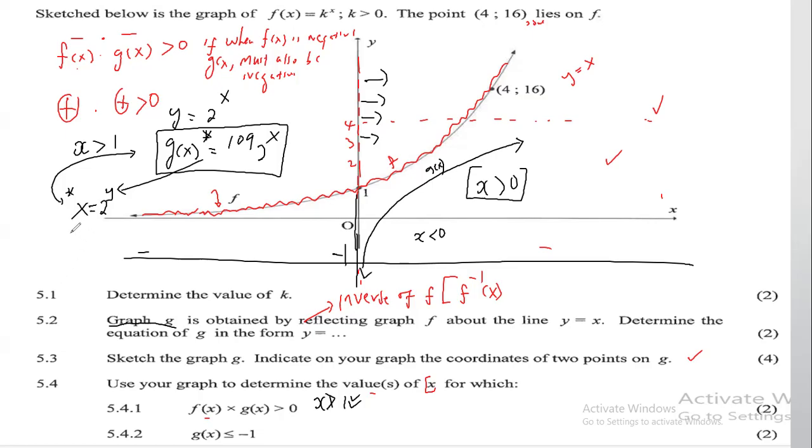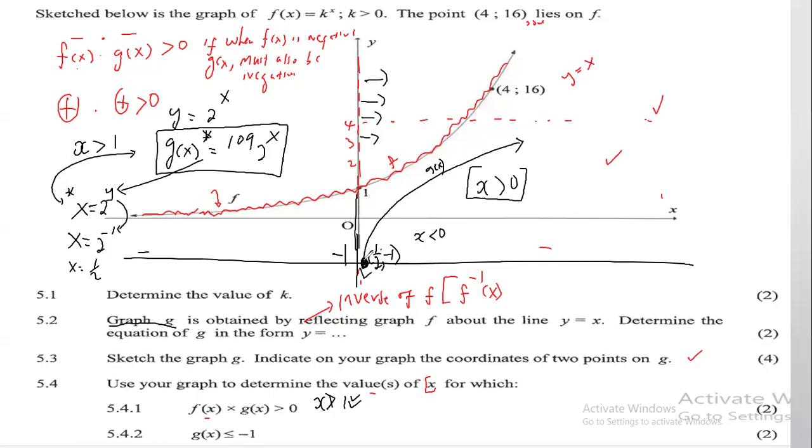Now, when y is -1, what is the value of x? You can compute it very easily. x equals 2 to the exponent -1, which is 1 over 2. So on the function g, we have a point which is 1 over 2 and -1. On g, when x is 1 over 2, y is -1.